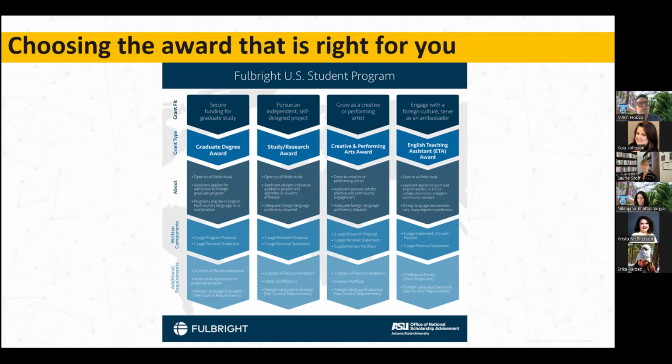So for example, if you're looking for funding to do a graduate program in another country, then obviously the Graduate Degree Award is the one for you to choose. If you're looking to do an independent self-designed project, then the Study Research Award is best for you probably. If you're looking to grow as a creative or performing artist, then you would apply for the Creative and Performing Arts Award. And of course, if you want to just engage with a foreign culture through teaching, again, assisting with the teaching of English, then the ETA award is probably best for you.